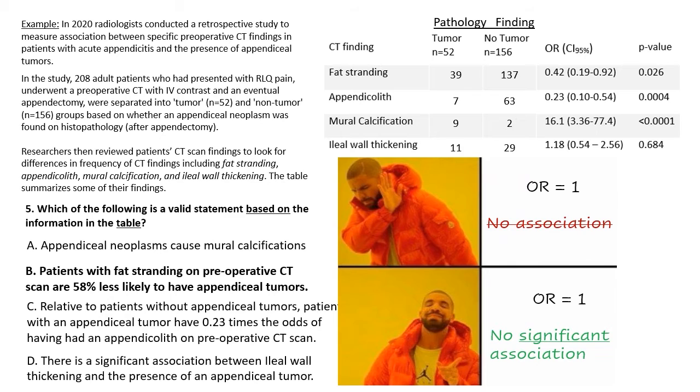Keep in mind, it would be incorrect to conclude that there is no association between ileal wall thickening and the presence of an appendiceal tumor, even if the odds ratio is exactly 1. This is because even though an odds ratio of 1 indicates that there is no association, it is still very possible that an association exists, but our study is simply not powered enough to detect it, which would be considered a type 2 error.